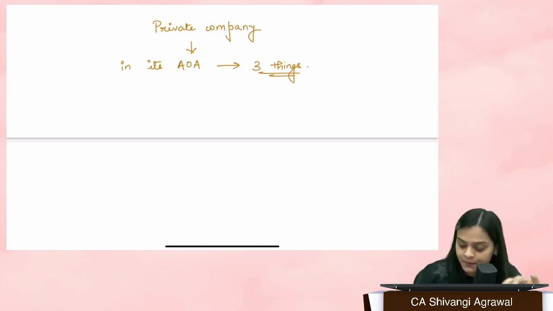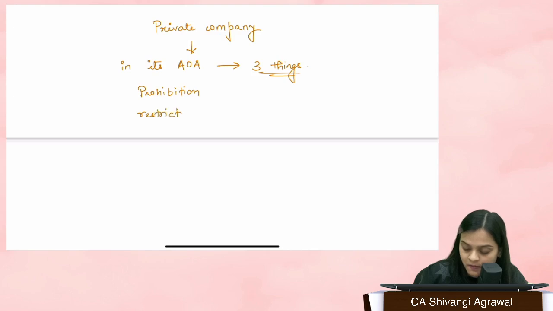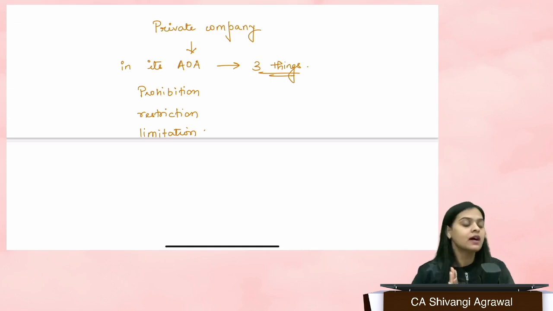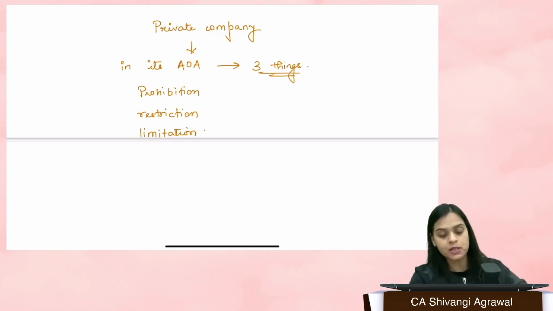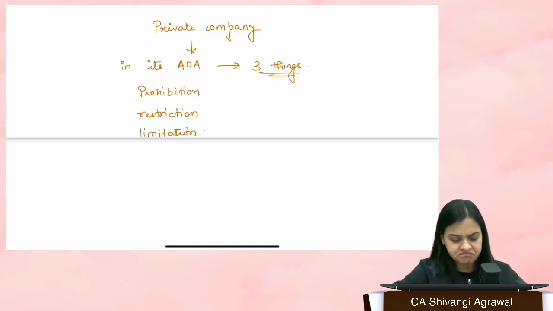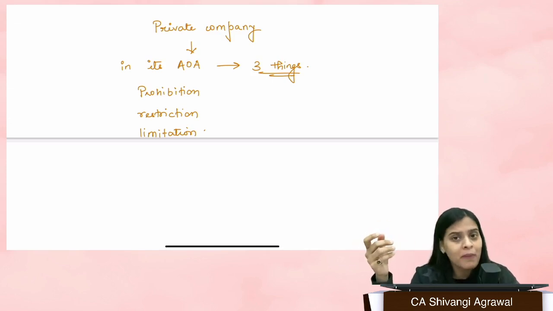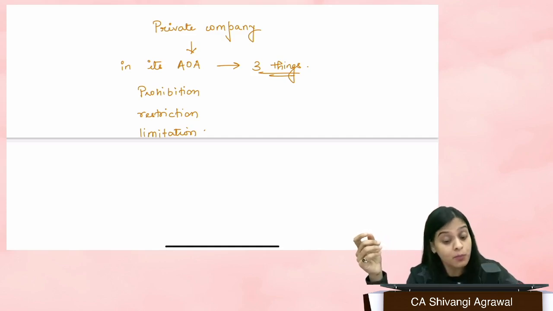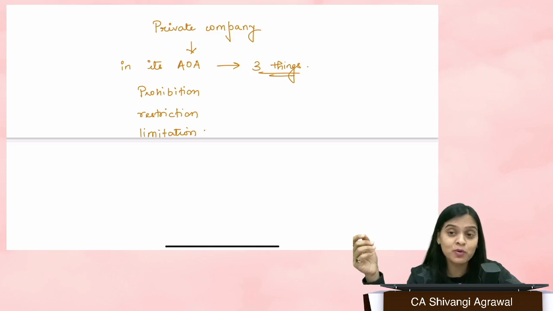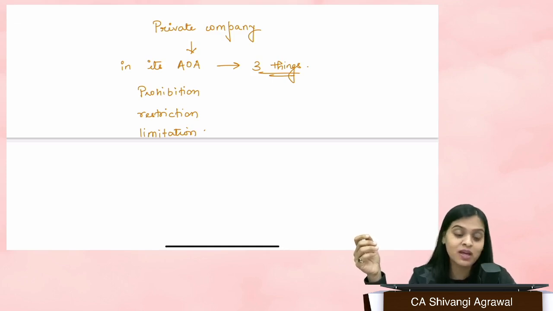Three things: prohibition, restriction, and limitation. Okay. Now, when I'm saying it's a private company, it can have how many members? 2, 4, 10, 20, right? Maximum 200. If there are more than 200 members, well, probably it's not a private company, it becomes a public company.